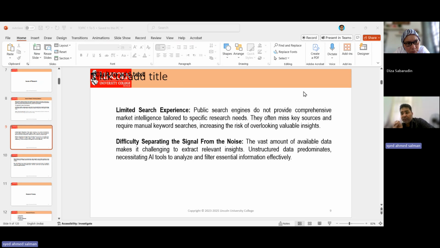Whatever you want, it is very difficult to extract the relevant insights because you do not have the data in one place. Extracting separate data is next to impossible, and it is one of the challenges. Unstructured data predominates, necessitating AI tools to analyze and filter essential information effectively. If you have unstructured data, then you need AI tools to analyze and filter essential information for you. Do you understand?